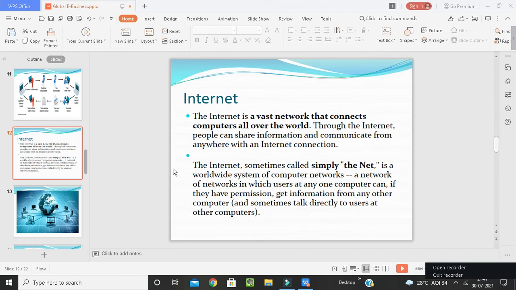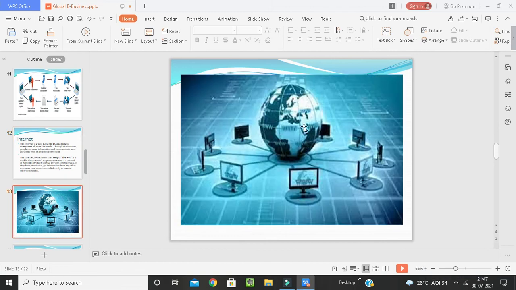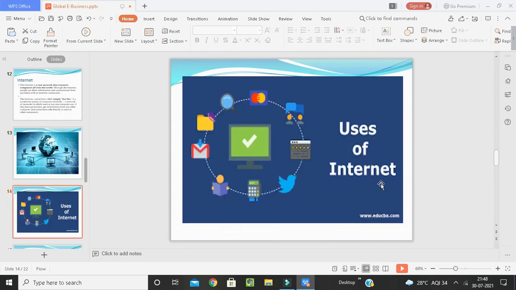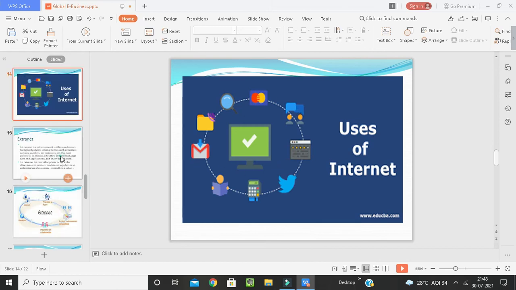The internet, sometimes called simply the net, is a worldwide system of computer networks. In simple terms, the internet is a network of networks in which users at any one computer can get information from other computers, if they have permission, and sometimes talk directly to users on other computers. If you see the picture here, the world is connecting with the help of a system called the internet. What are the uses of the internet? You can send mail, read Twitter, do calculations, and financial transactions take place. All these things are taking place.